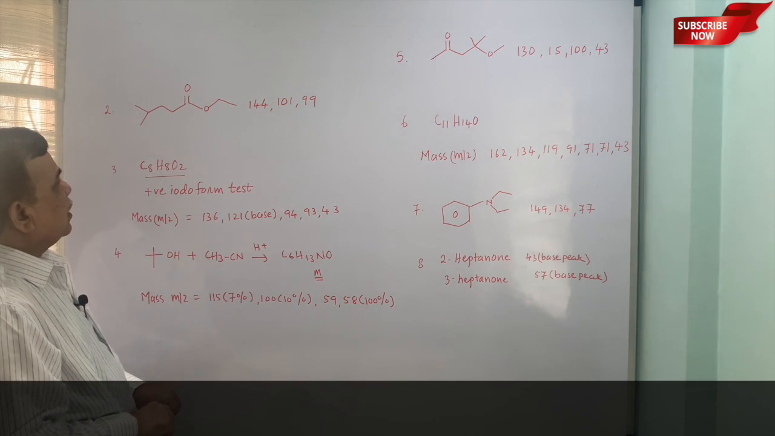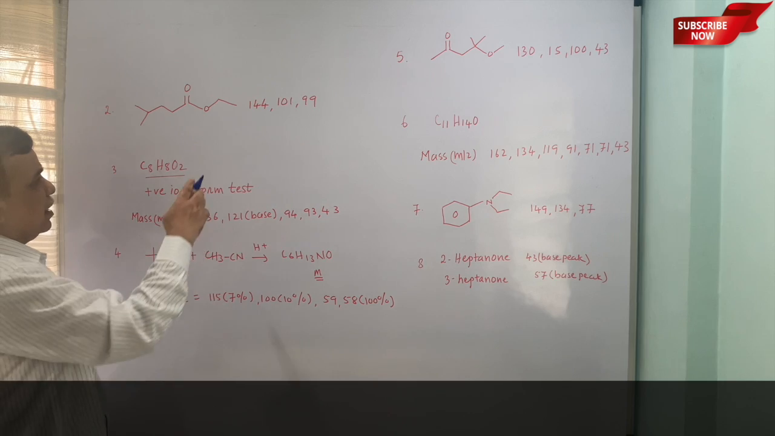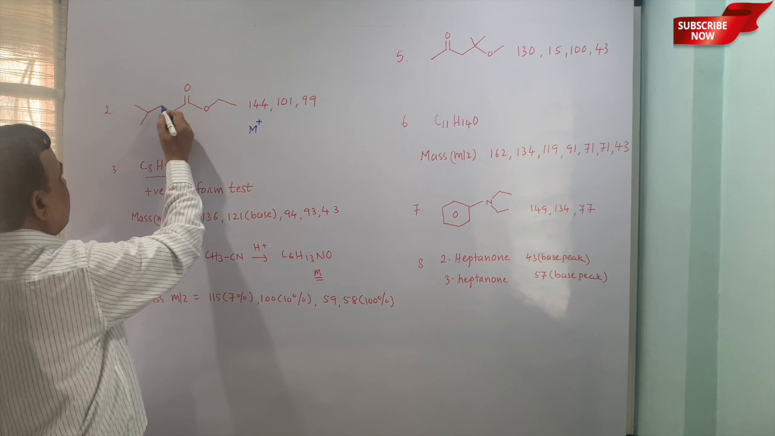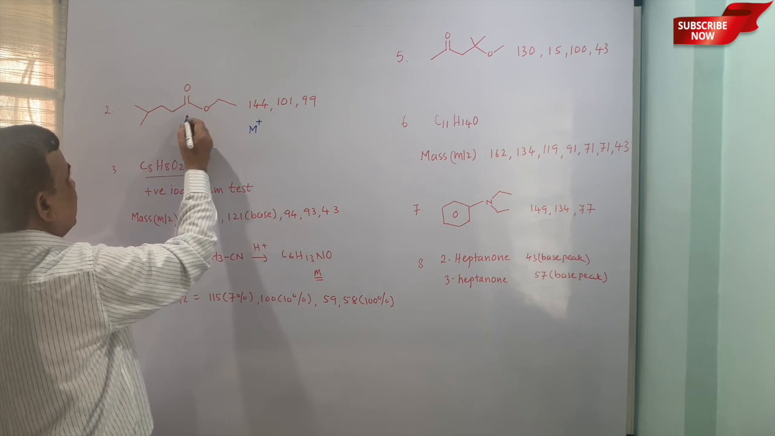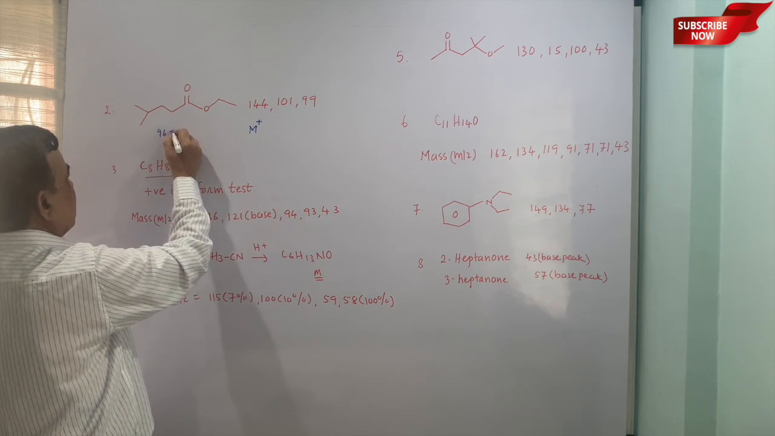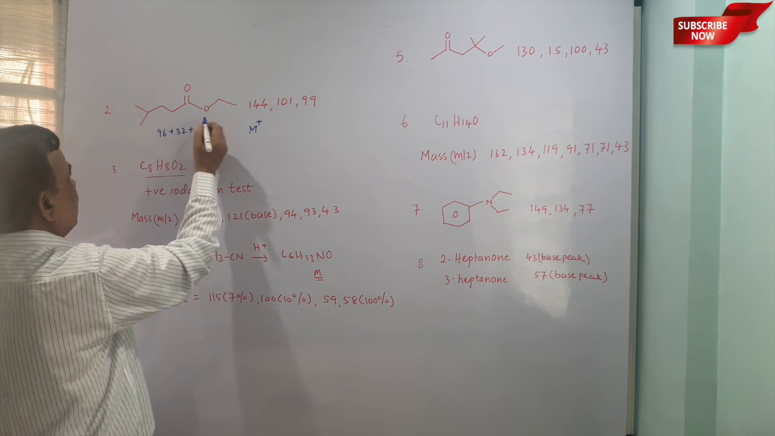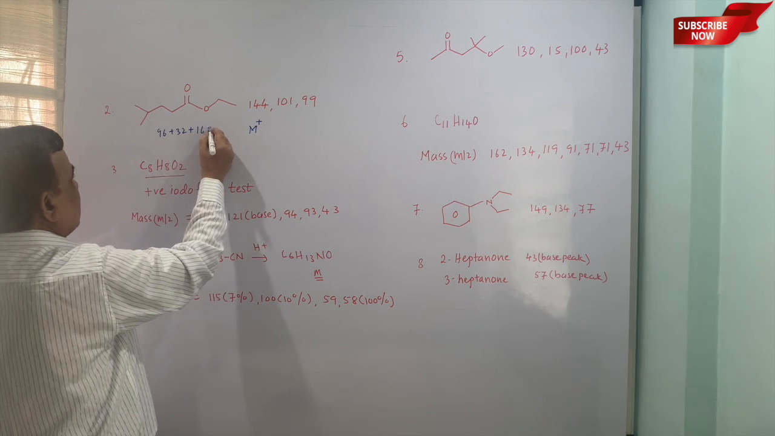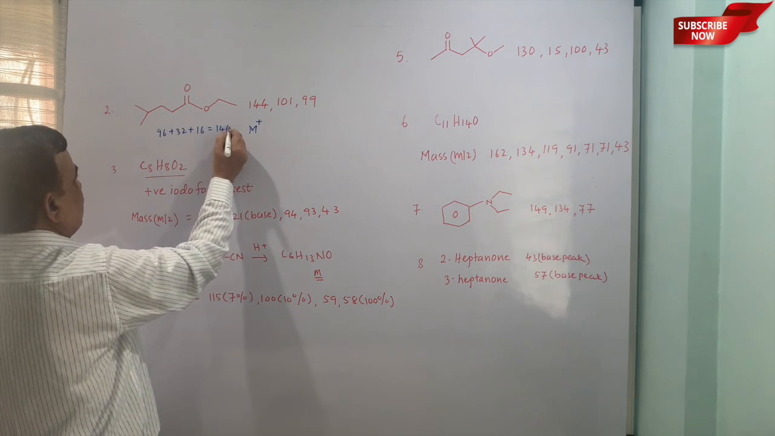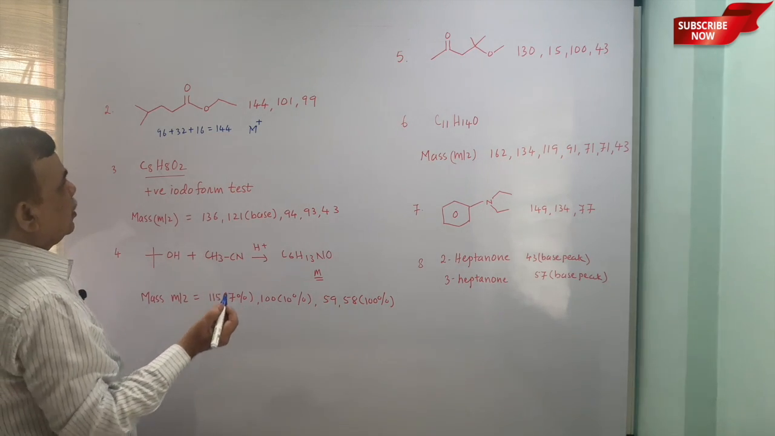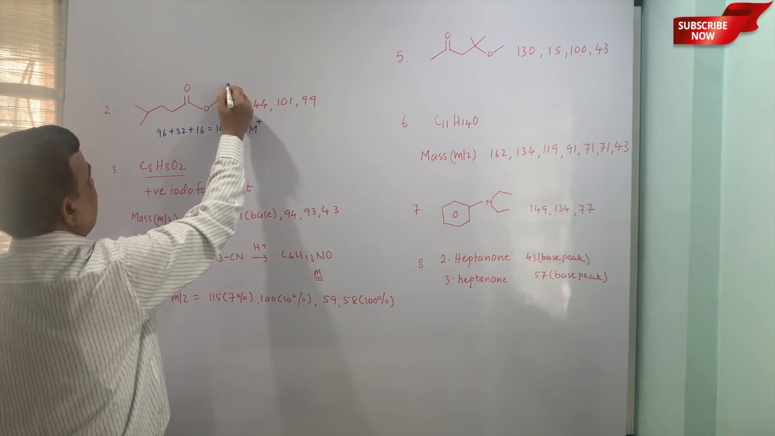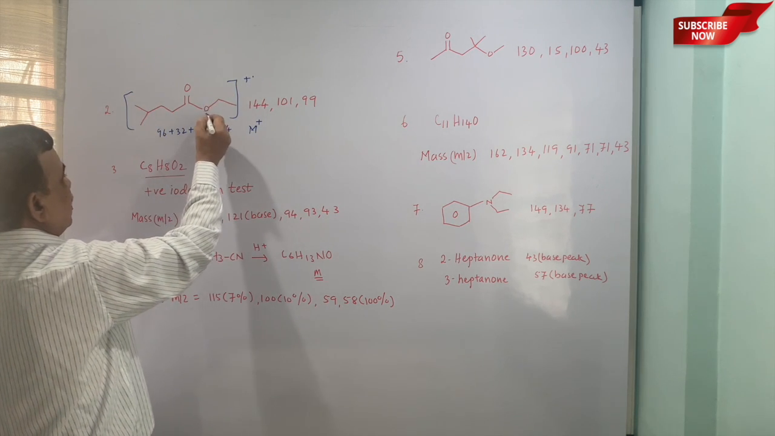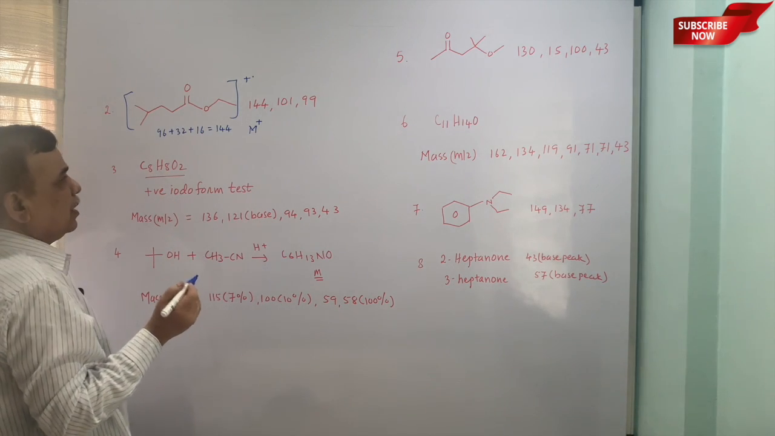This ester M plus looks like this: 144. 3, 4, 5, 6, 7, 8, that is 96, 32, and hydrogens 5, 7, 9, 10, 16. The summation is 144. So you can show this way, or you can put radical cation here, either or here, doesn't matter.